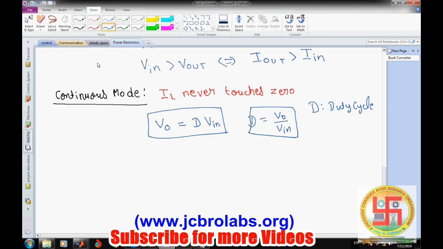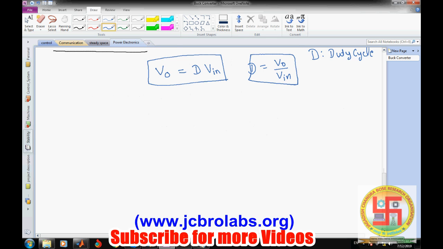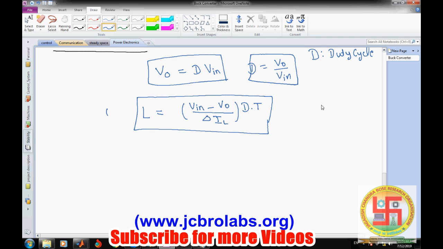The value of L can be given by L equals (Vin minus Vout) divided by delta IL, into D times T. Instead of T we could have f, since T is nothing but the inverse of the frequency.